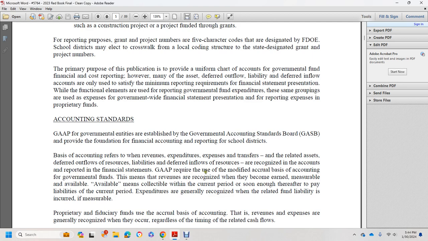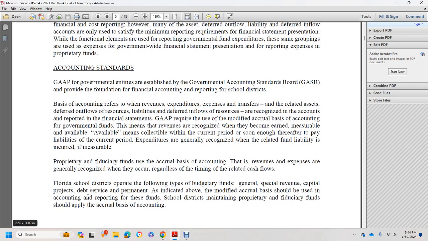The GAAP requires the use of the modified accrual basis of accounting for governmental funds. This means revenues are recognized when they become earned, measurable, and available. Available means collectible in the current period or soon enough thereafter to pay the liabilities of the current period. Expenditures are generally recognized when the related fund liability is incurred, if measurable.